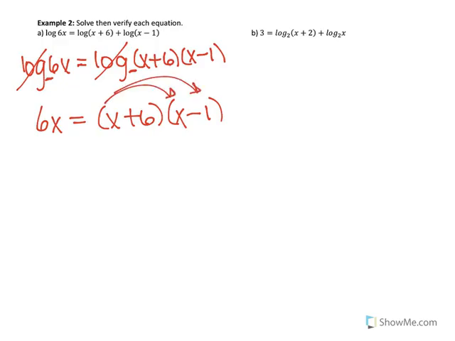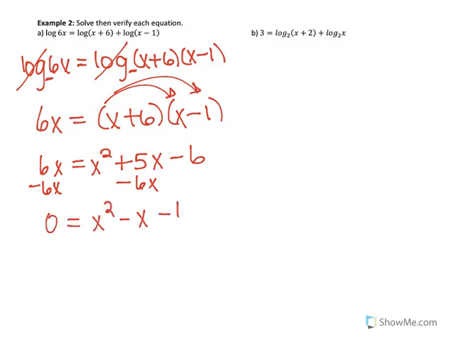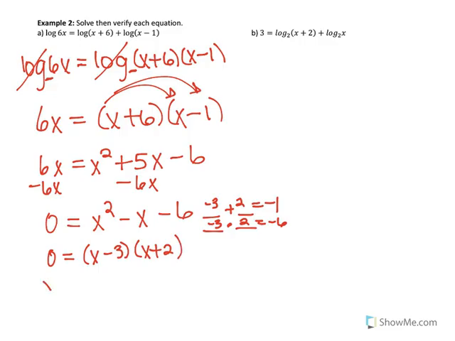And now we would distribute. So we have 6x equals x squared minus x plus 6x, so plus 5x minus 6. We're going to subtract 6x. So 0 equals x squared minus x minus 6. We're going to factor: two numbers that add to make negative 1, multiply to make negative 6. They're going to be negative 3 and 2. So we have 0 equals x minus 3, x plus 2. So our roots can either be 3 or negative 2.